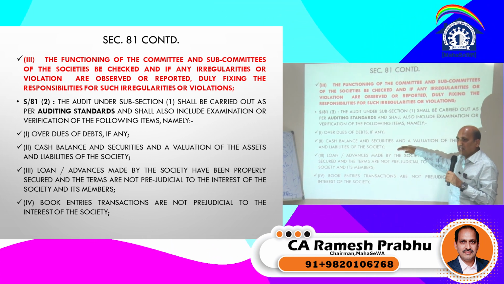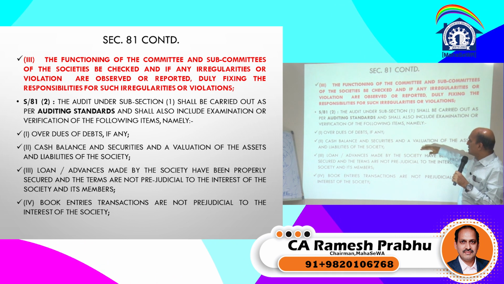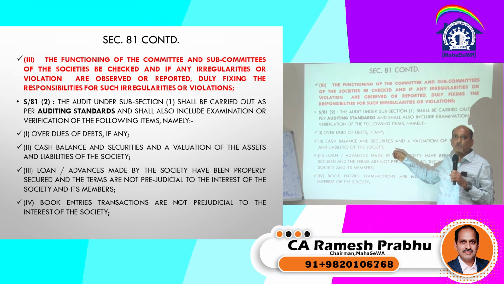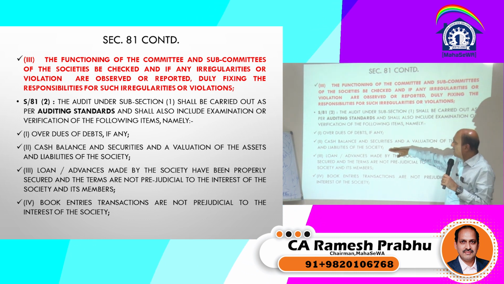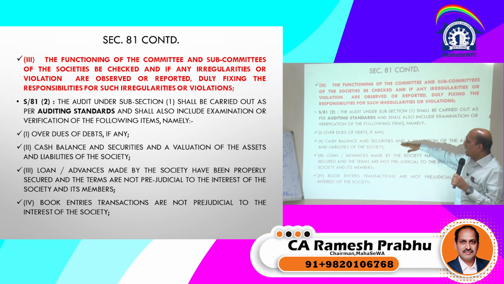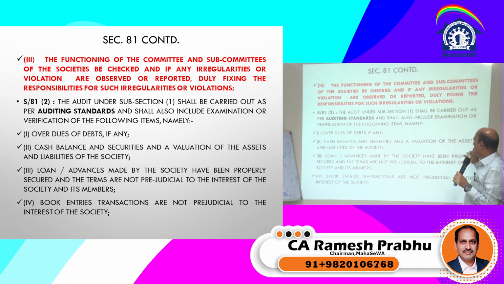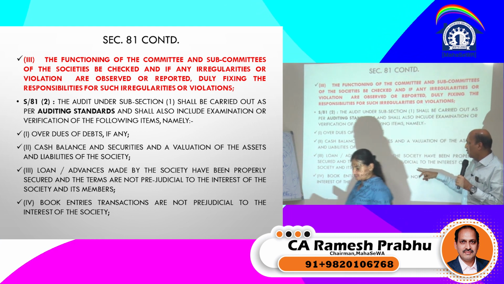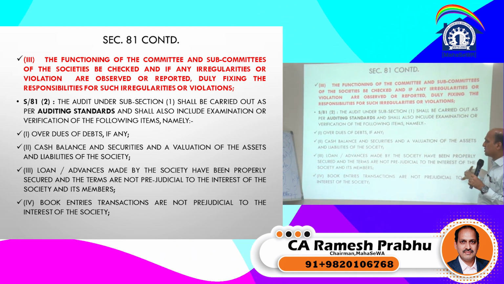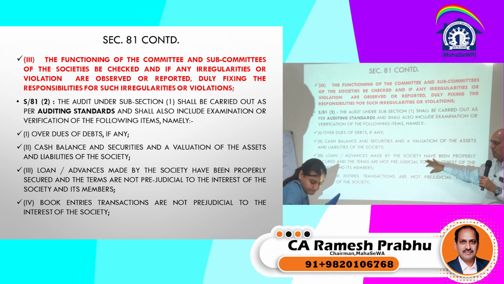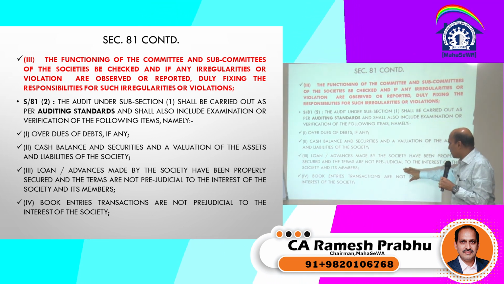Cash balance and securities. So if there is a cash balance, securities and valuation of the assets and liabilities of the society, that also need to be reported. Cash balance and securities and valuation of the assets and liabilities of the society. Loans and advances by the society have been properly secured and the terms are not prejudicial to the interest of the society and its members. What are the loans and advances which have been done that can be done?